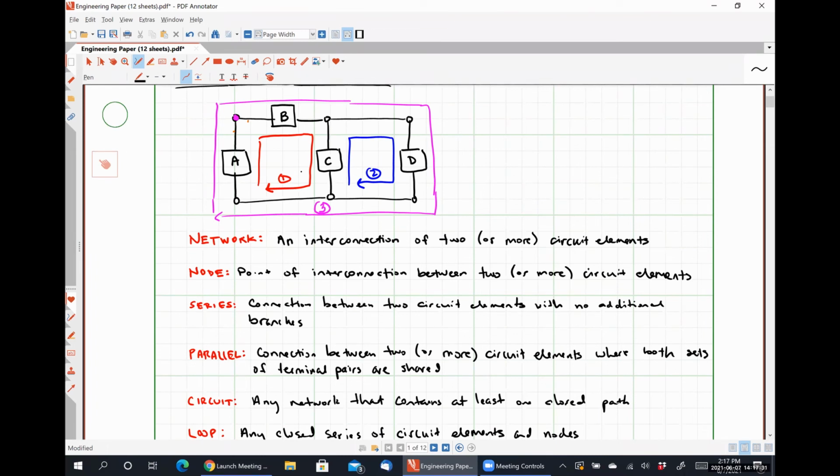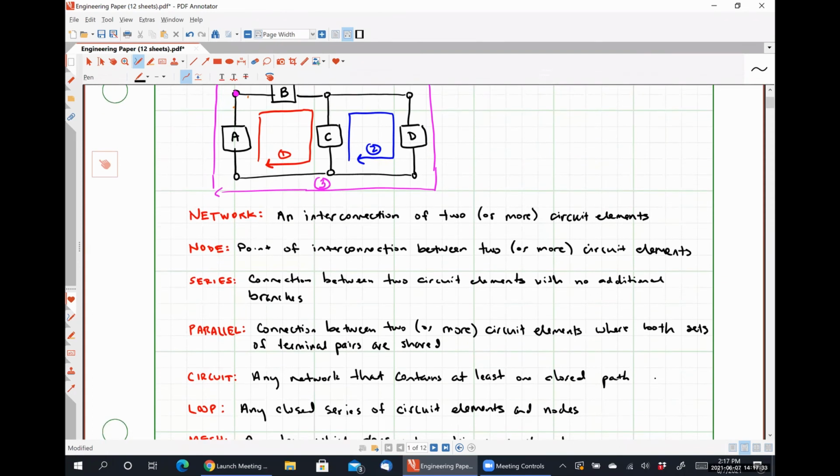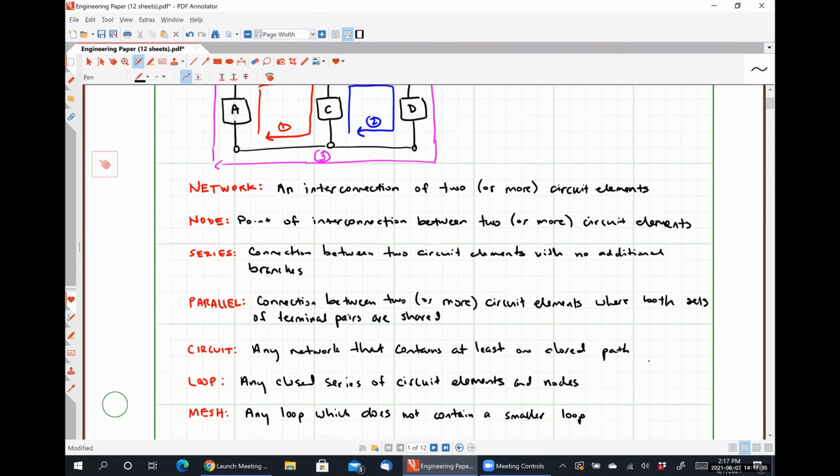So before we move on to our next topic, does anybody have any questions about these 7 definitions that I've outlined here? All right.